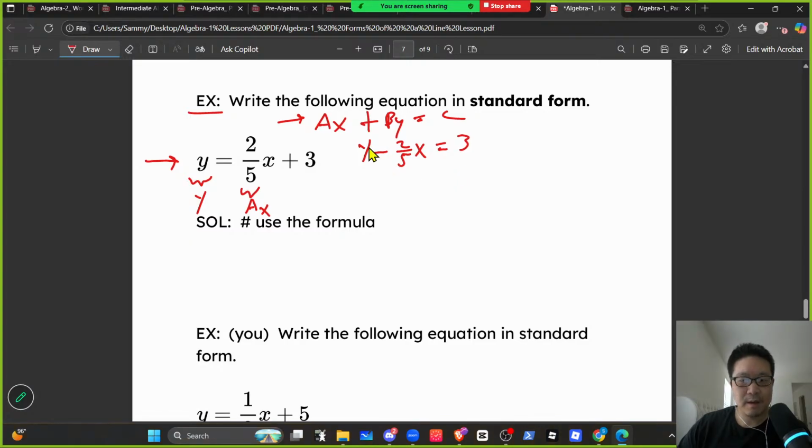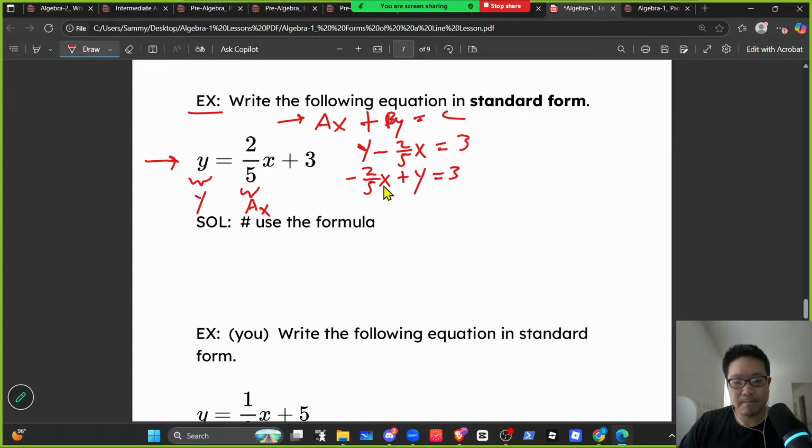Notice how this doesn't look like our general form. And actually, you want to change the ordering because the x comes first. So I'm going to change the ordering to negative 2/5 x plus y equals 3.